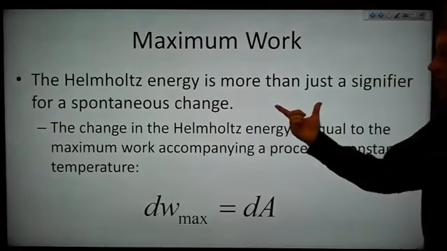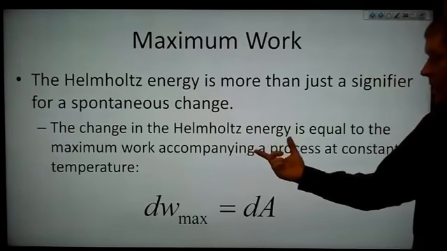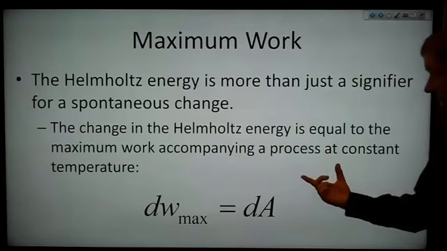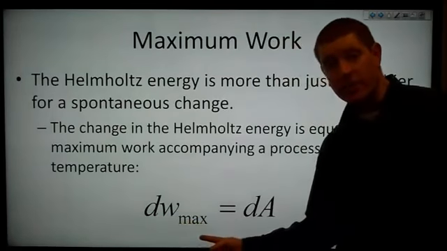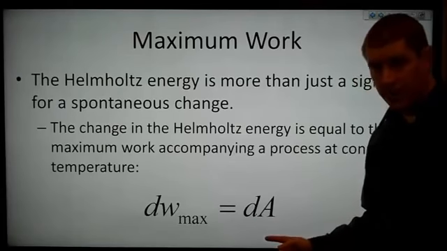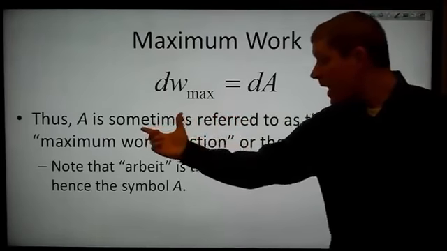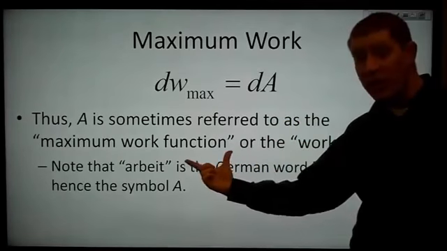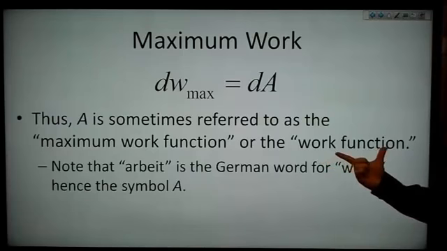All right. So note that the Helmholtz energy is more than just a signifier for a spontaneous change. The change in the Helmholtz energy is equal to the maximum work accompanying a process at constant temperature. So the maximum amount of work we can get out of some process is equal to the change in Helmholtz energy. This is why A, the Helmholtz energy, is sometimes referred to as the maximum work function. It's also sometimes called the work function.